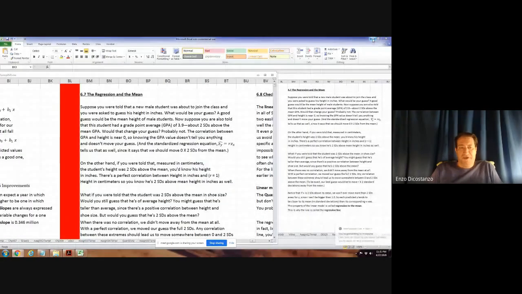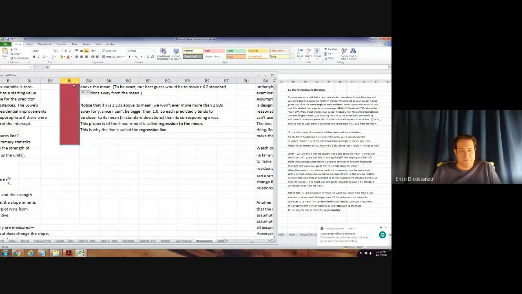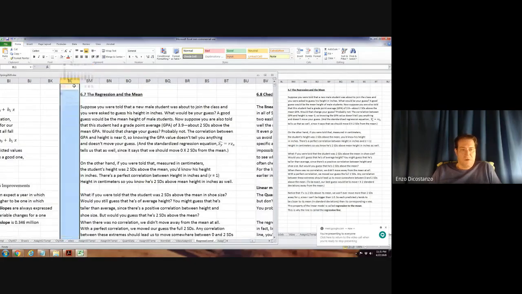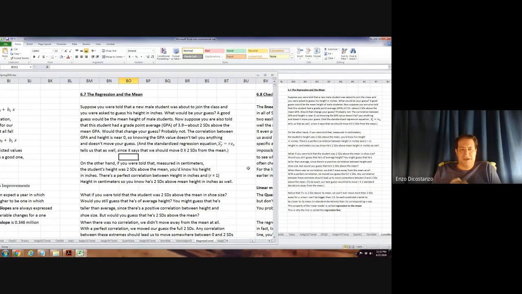Okay, folks, we were here yesterday, the regression to the mean. So we stopped here, and we have the bigger problem to work on, and we're going to do that next. Regression to the mean is, a new student joins the class, and this is the GPA example. Student's grade point average 3.9, 2 standard deviations above the mean GPA.